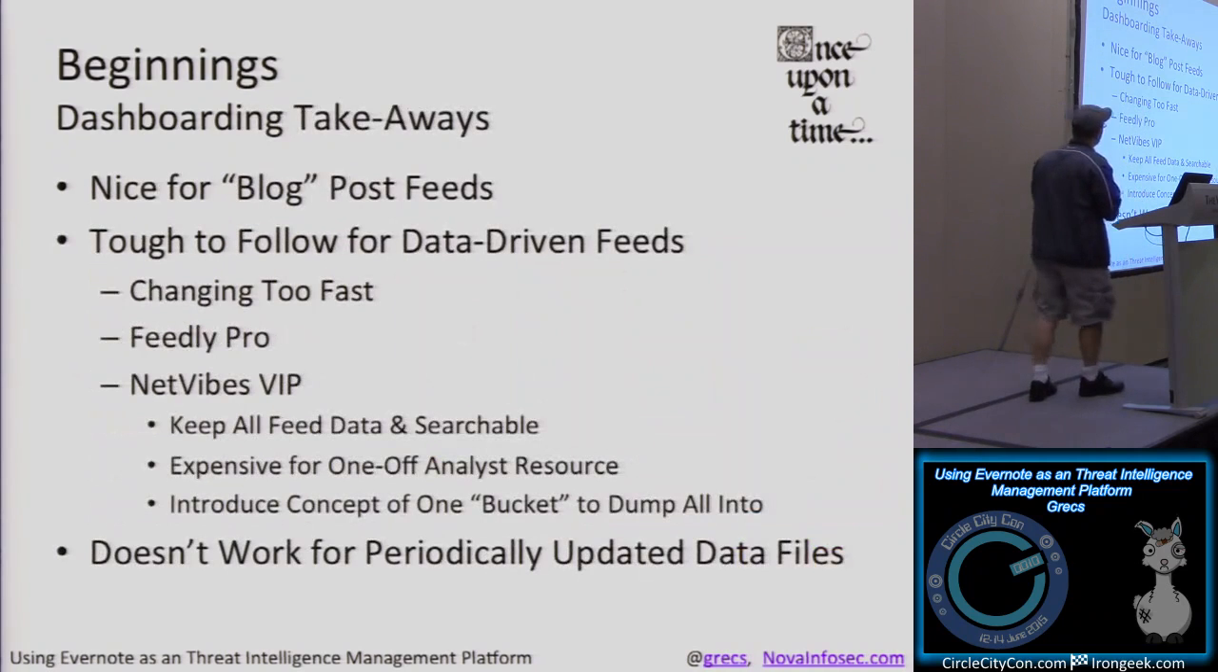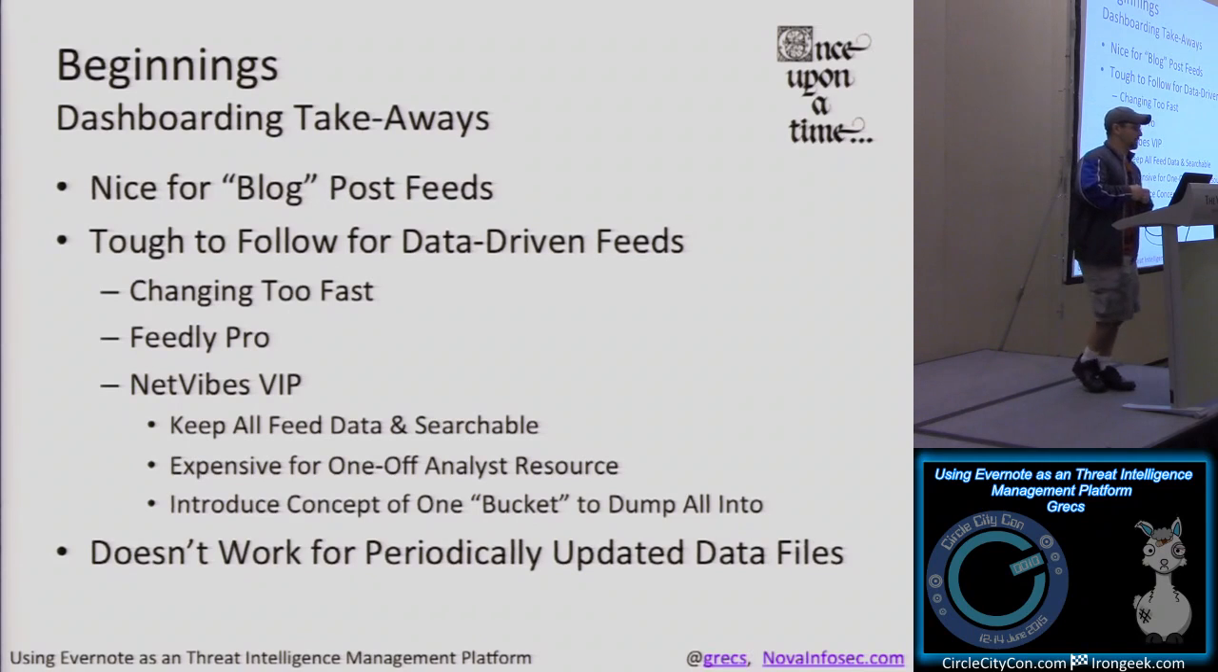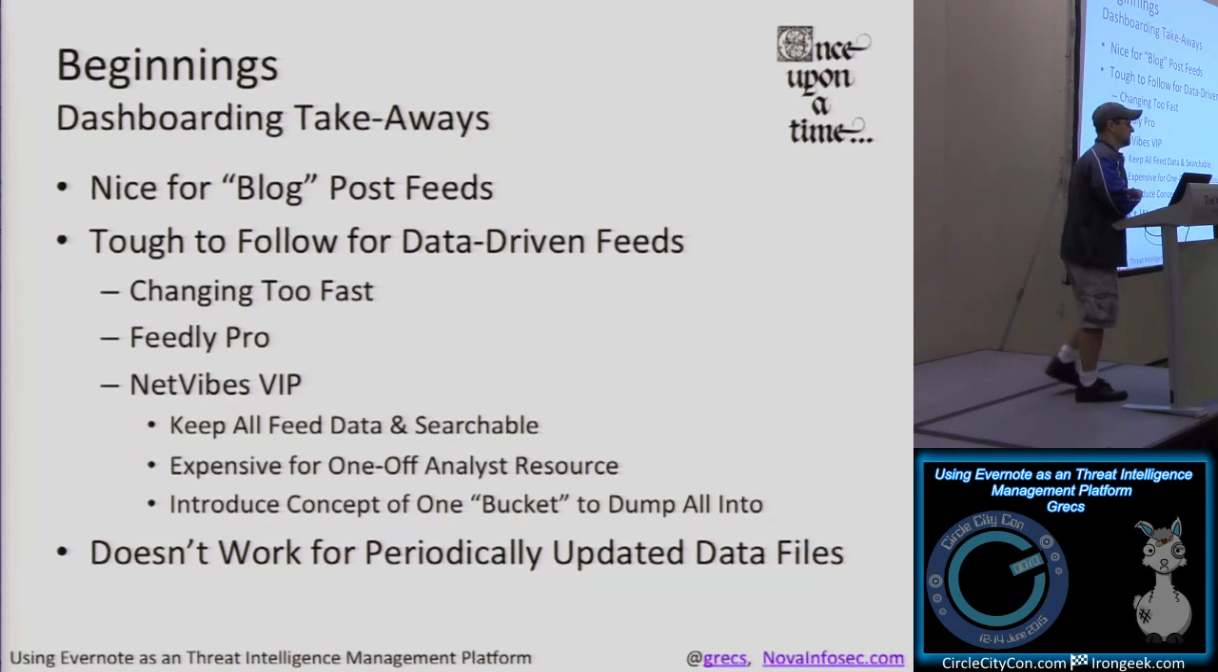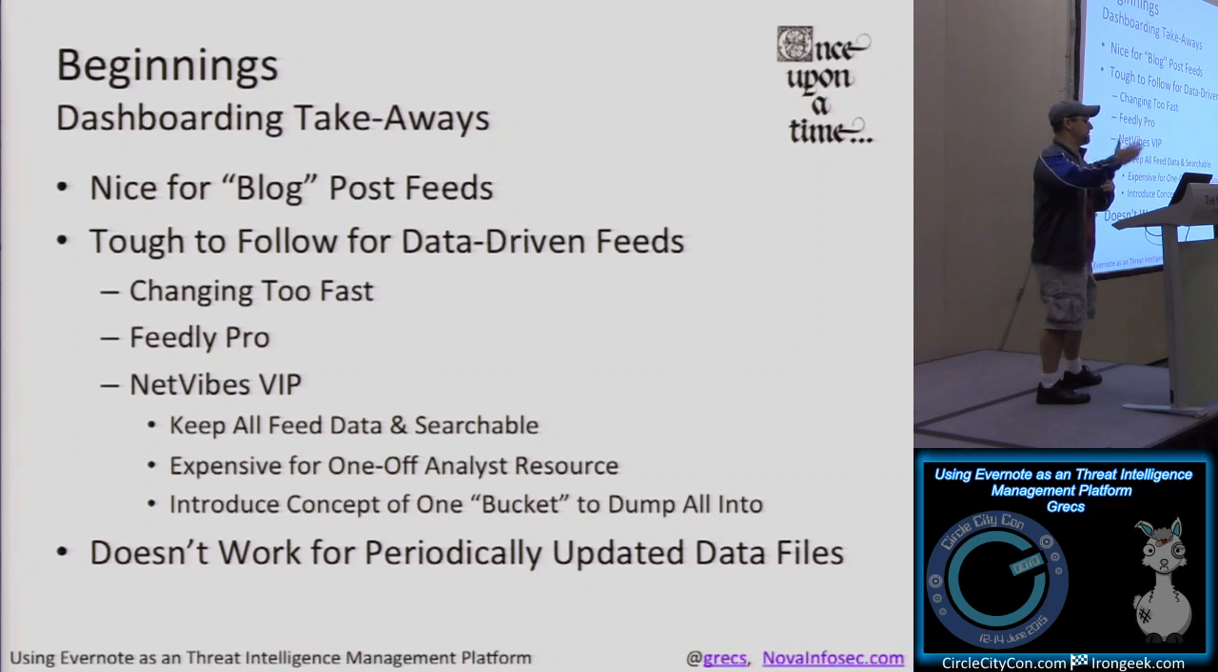So the takeaway I had from this experience was that it was nice for blog feeds. Whenever there were feeds where, periodically, maybe a few times a day, stuff would come out, it worked well. But a lot of the feeds that I tried to add to it, I called data-driven feeds. Things like lists of IPs that are constantly being updated didn't work so well, because a lot of times you would have 100 IPs added to the feed, but the RSS feed would only hold like 20 items.